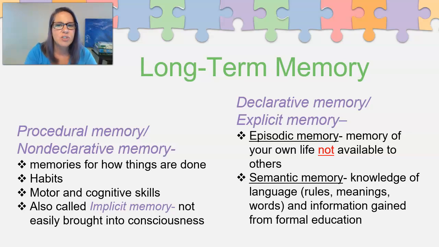The second set of long-term memories are declarative memories, also known as explicit memories. These are things that you have learned. So semantic memory, these are things that you've learned, for example, in a classroom: how grammar works, how language works, words that you know the meanings for, and any information that you've gained in your formal education.